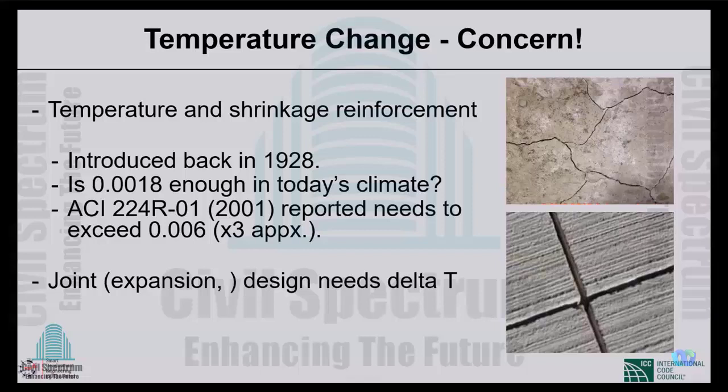And joint practices like expansion joints and construction joints are also important for this temperature change, and we need to think about delta T, the temperature change.